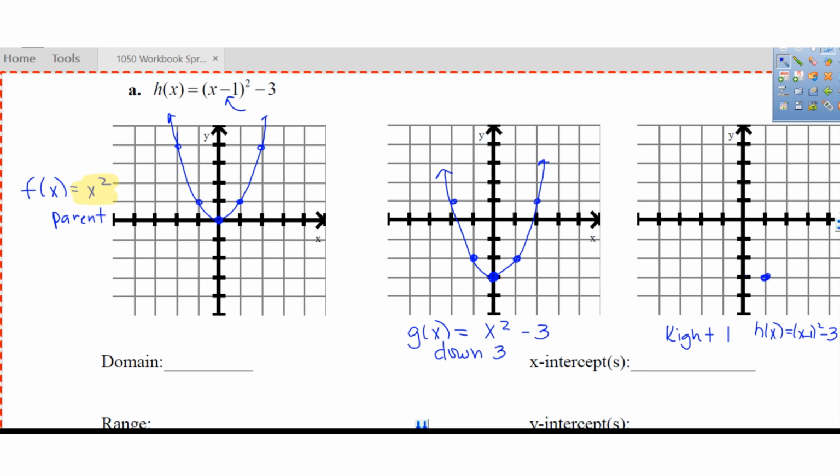Okay, and then I'm going to go normal stretch, right 1, up 1, left 1, up 1, right 2, up 4, left 2, up 4, curve in my graph. There's my answer, and I'm done. Okay, this is important, this next part.